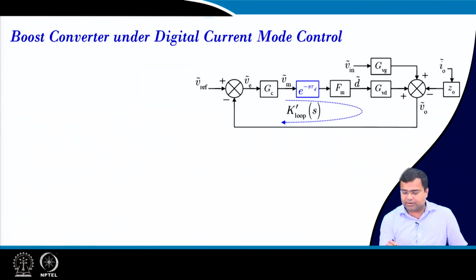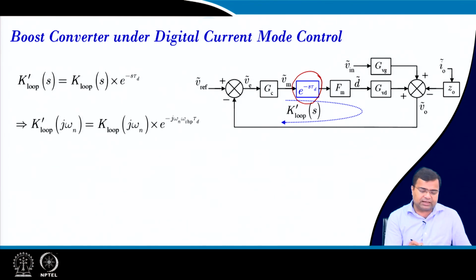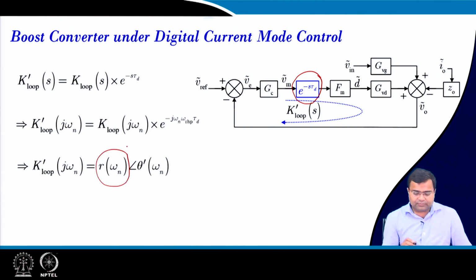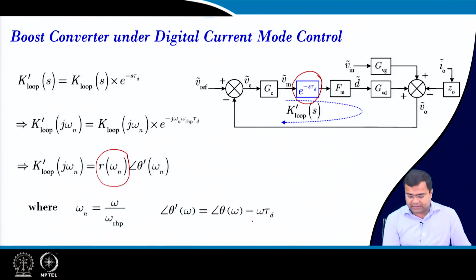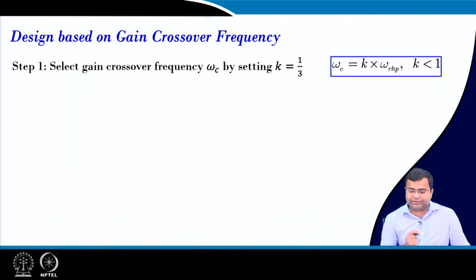Now, we want to design a digital current mode control. In case of digital current mode control, we have this additional delay, and it will affect the loop transfer function in terms of phase. The gain will remain the same, but the phase will be affected. There will be an additional phase lag of minus omega tau d. That means, if you want to design based on the crossover frequency, we can first set it as in analog current mode control, where we typically can achieve a crossover frequency of 1/3 of the RHP zero.